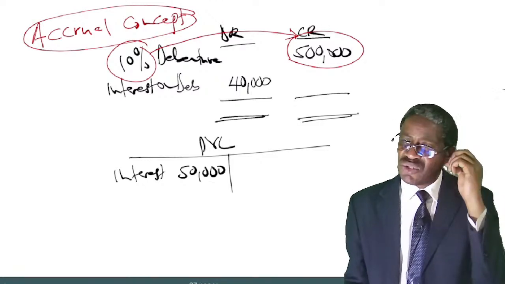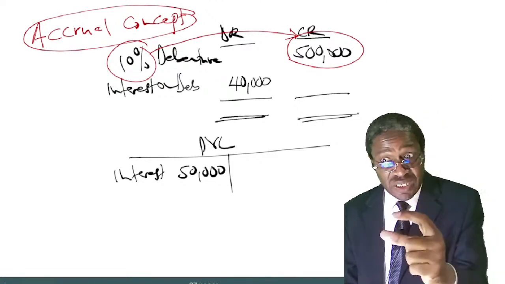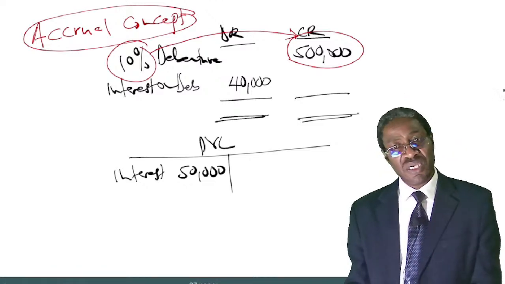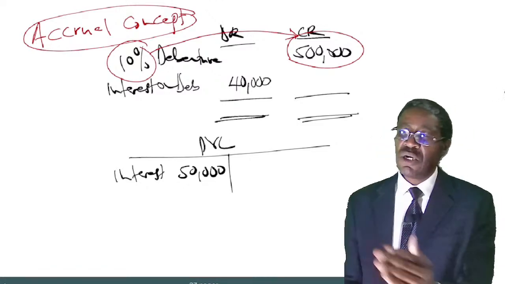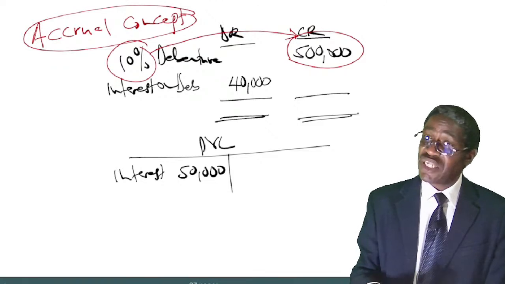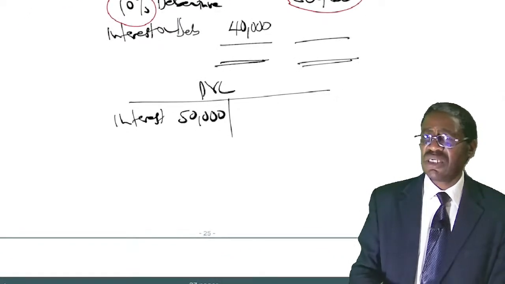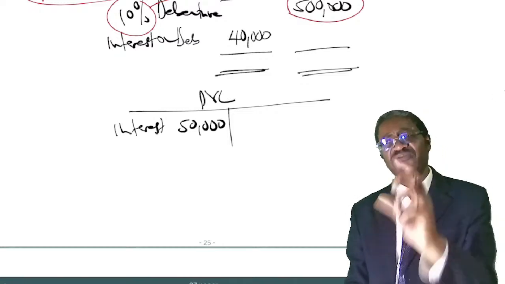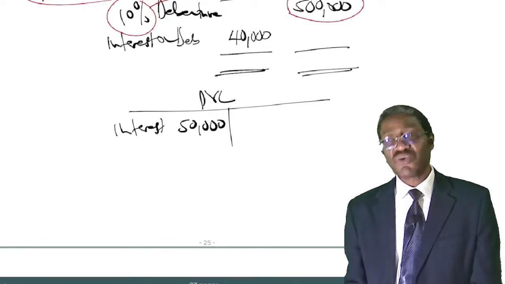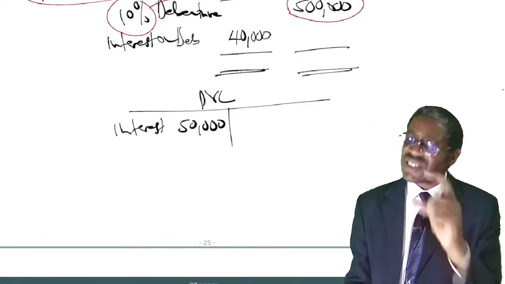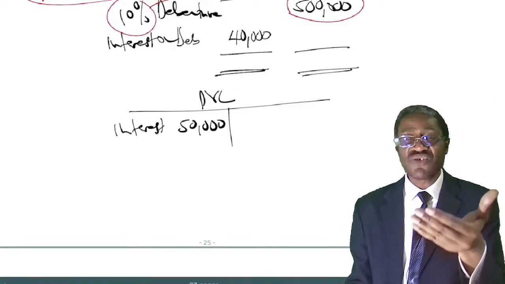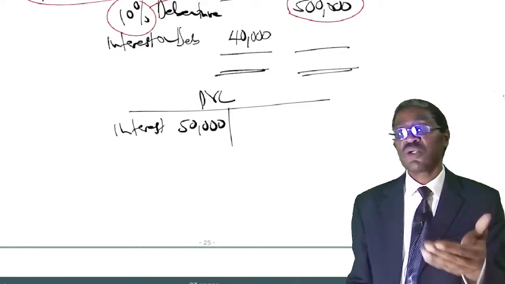But we don't take to the income statement what you have paid. No, you take to the income statement the charge for the year, and the charge for the year is 10% of the value of the debenture. So in the income statement, we are charging 50, but from this trial balance we have only paid 40. We were supposed to pay 50, so there's a balance of 10,000 which you have not paid. That is what you owe to your debenture holders.